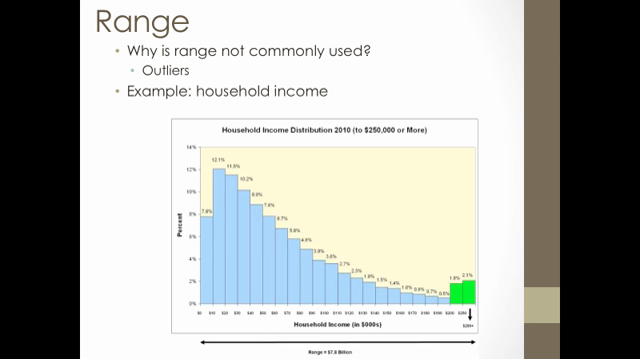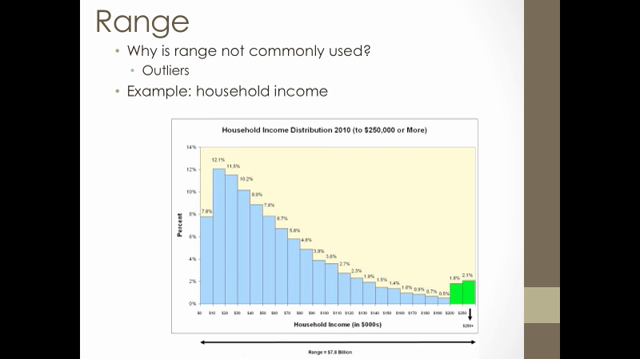Okay, so one of the first measures of variability that people think of is range. Essentially, that's the difference between the highest and the lowest numbers in your data set. It's a very crude measure of variability, however, and it's not commonly used. The reason is that there are oftentimes outliers in your data set that make the range difficult to make sense of. So a good example, again, is household income.